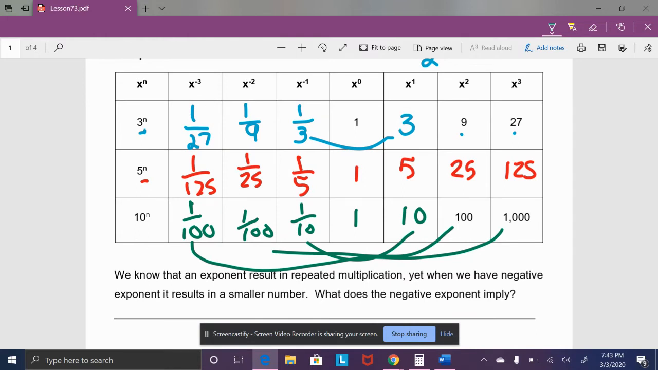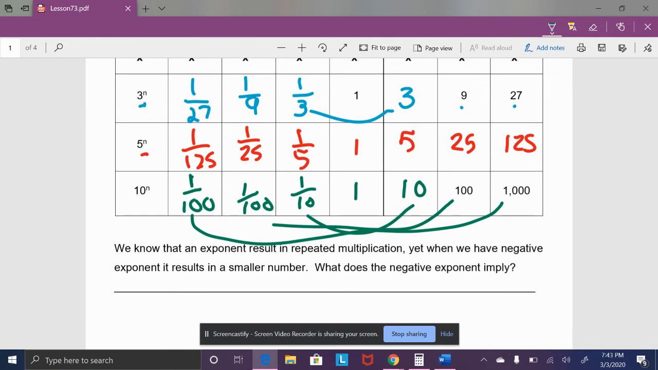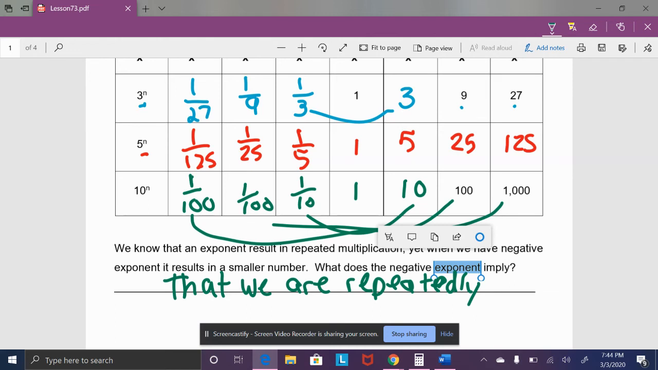So we know that an exponent results in repeated multiplication, yet when we have a negative exponent, it results in a smaller number. What does the negative exponent imply? That we are repeatedly dividing.